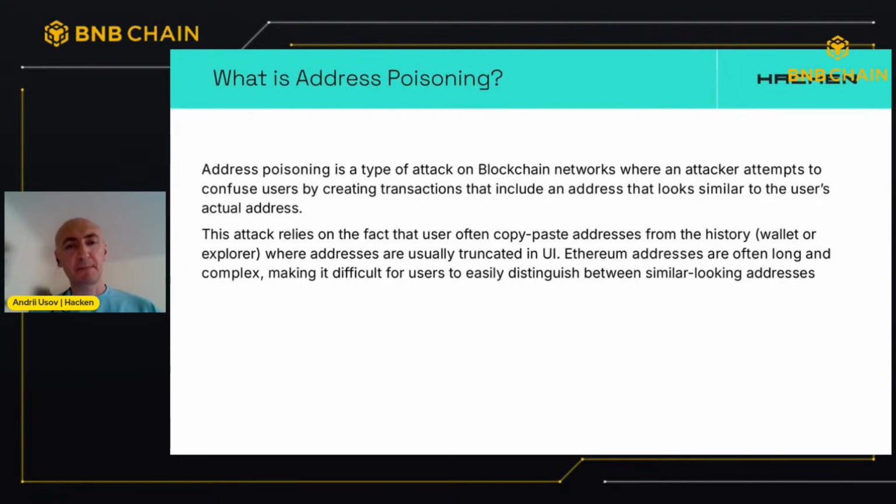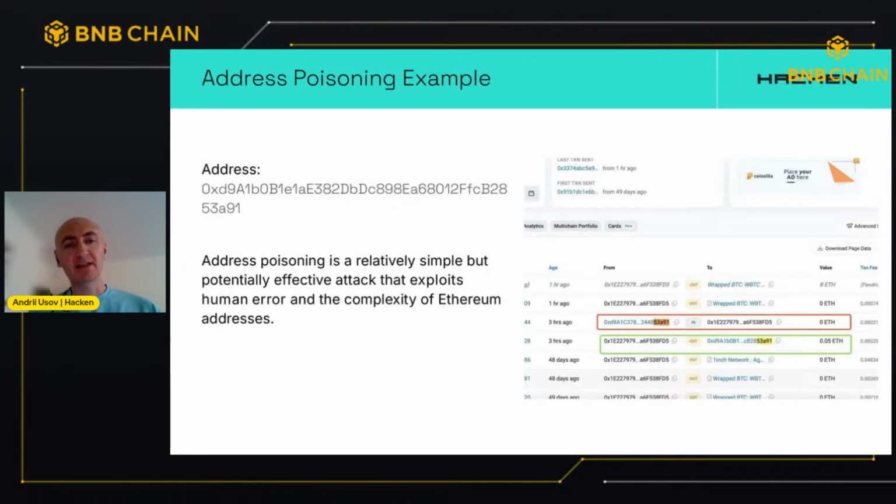And here is an example of how it looks. You see on the screen two transactions, and the addresses are pretty similar. Because the Explorer makes the address shorter, it's very difficult to distinguish which of them is the correct one and which is the phishing address, or similar address used by the attacker.